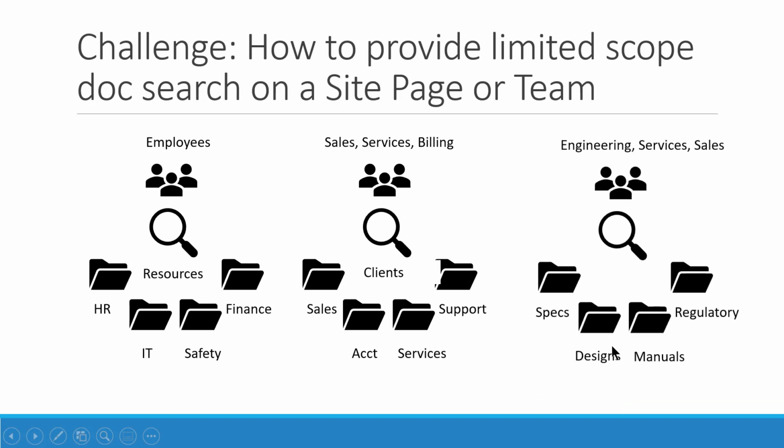Another area where we see this is if you are looking at engineering or services or sales, particularly in industries with complex products or engineered products. You might want to be able to look for everything related to a product across specs, across designs, across documentation or manuals, or even regulatory documents, which may be in different libraries as well. So these are all examples of the need for specific scoped search using a library and documents.